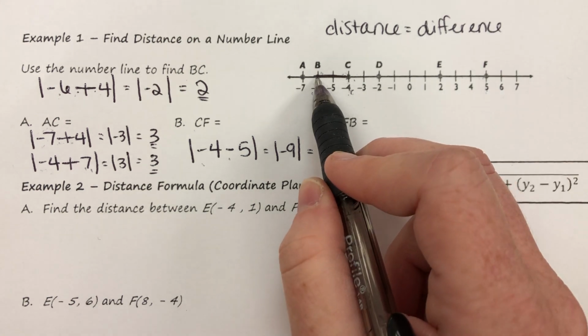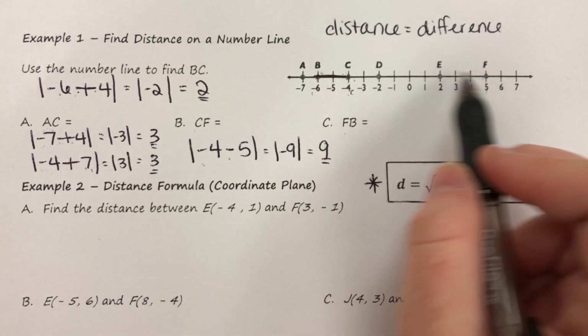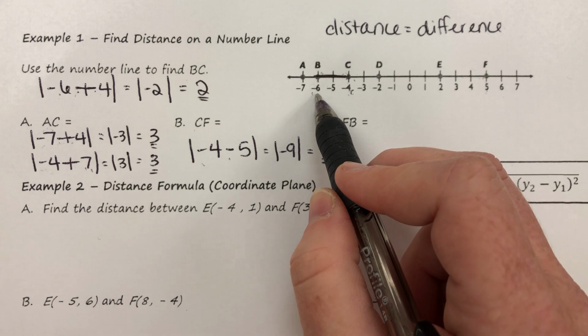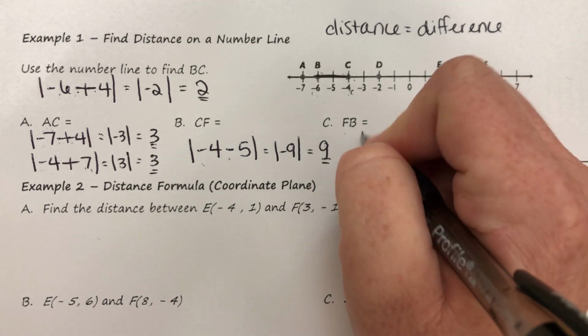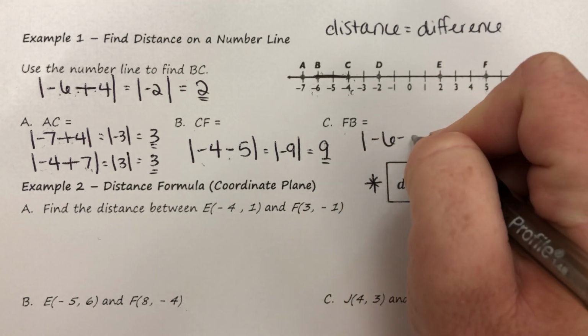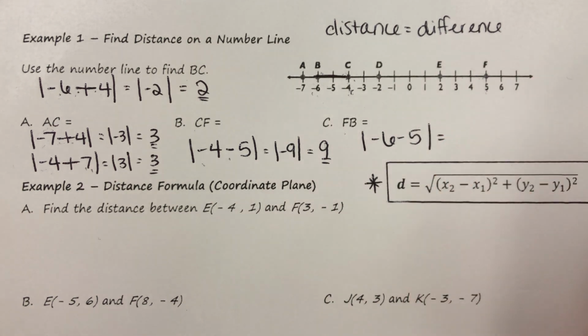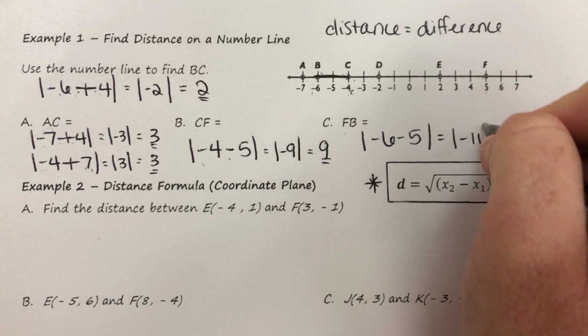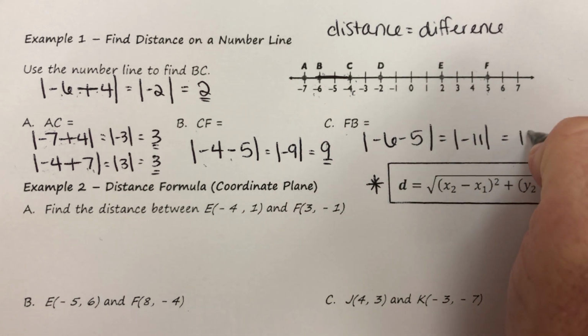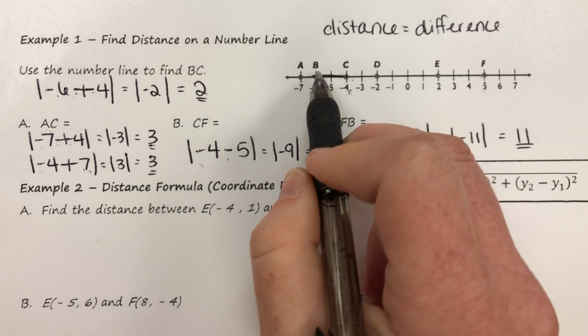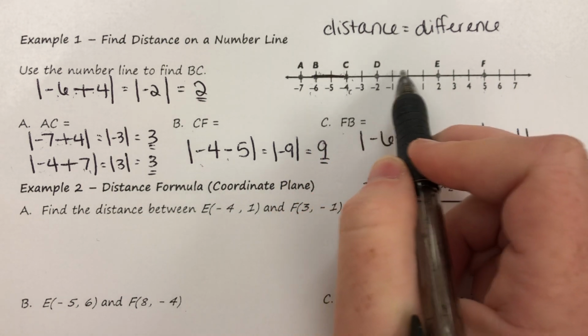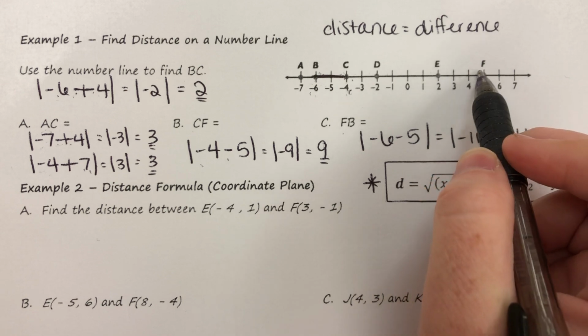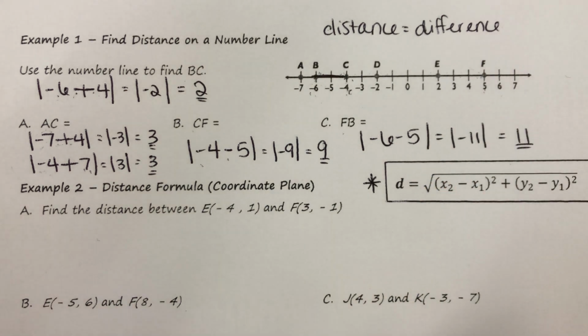Okay, and then FB. F to B, right? Doesn't matter. It's this segment, so it doesn't matter which comes first. B is at -6, F is at 5. So I'm going to say -6 minus 5, which is -11. And then once I take the absolute value, it's +11. If we count it, 1, 2, 3, 4, 5, 6, 7, 8, 9, 10, 11. It takes 11 units to get from B to F or F to B.